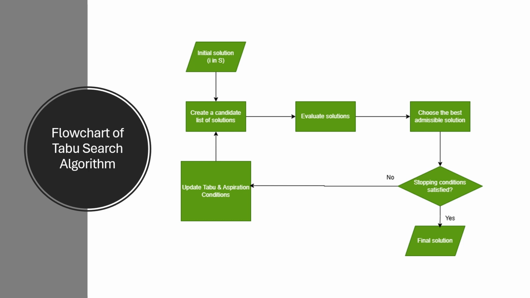If the stopping condition is not satisfied, we update the tabu list to include the current solution or move. This prevents the algorithm from revisiting recently explored solutions. And the aspiration conditions are also updated, allowing those tabu moves to be considered if they lead to better results. The process then loops back to generate a new candidate list based on the updated solution and tabu list, iterating until the stopping condition is met.